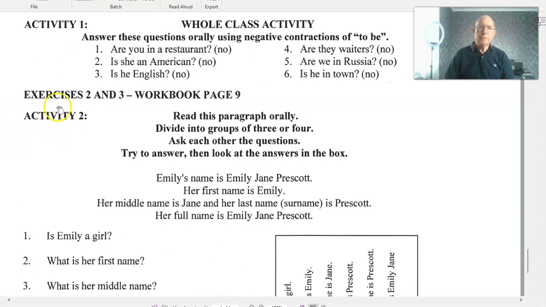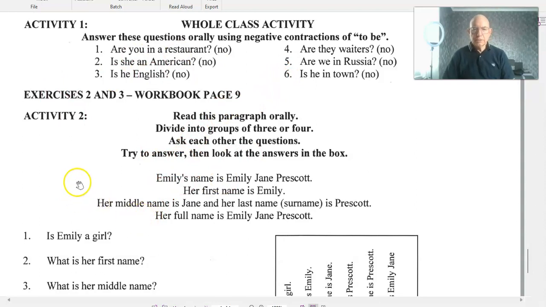Going down, then, exercises 2 and 3. Exercise activity 2 is read this paragraph orally, divide into groups of 3 or 4, ask each other the questions, try to answer, then look at the answers in the box. So Emily's name is Emily Jane Prescott. Her first name is Emily. Her middle name is Jane, and her last name or surname is Prescott. Her full name is Emily Jane Prescott. That's using basically a lot of those words we just learned up top.